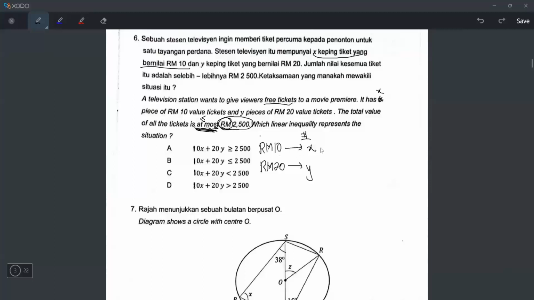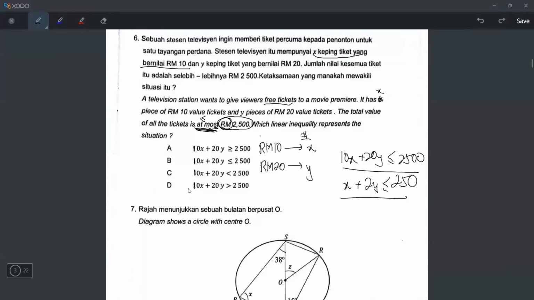So if you want to know the total value for 10 ringgit ticket is 10X. And then the total value for 20 ringgit will be 20Y. Add them together, smaller sama dengan 2,500. This should be your final answer. But you can kecilkan, so everything divide 10. Divide 10 is 2Y. Divide 10 is 250. So both of this is correct.